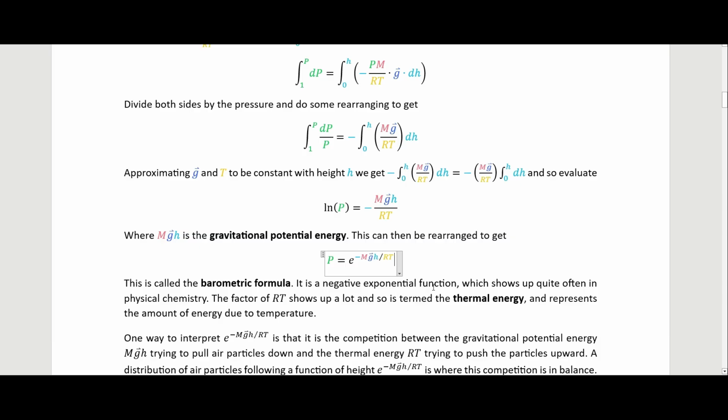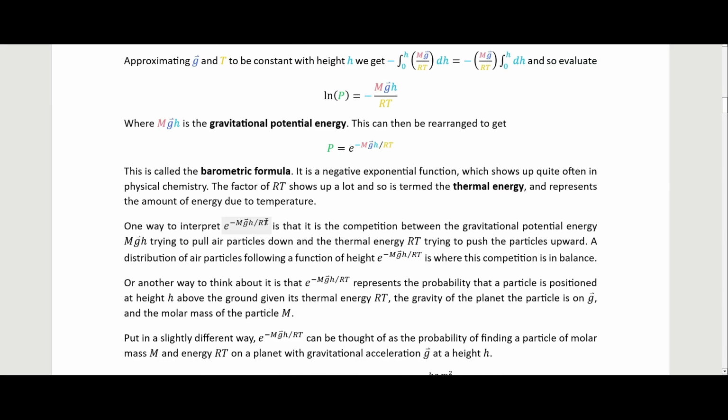It is a negative exponential function, as I said, which shows up quite often in physical chemistry. This factor RT, which we will be looking at in more detail here in a little bit, shows up a lot and is termed the thermal energy, and represents the amount of energy due to the temperature.